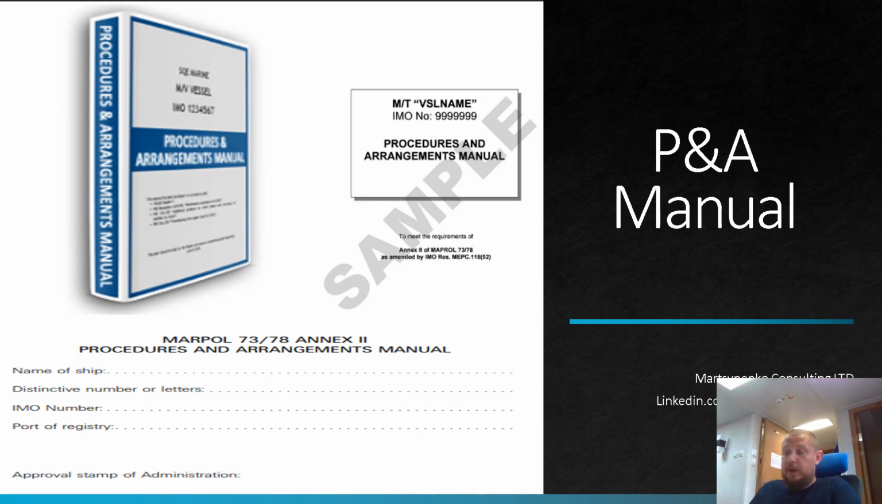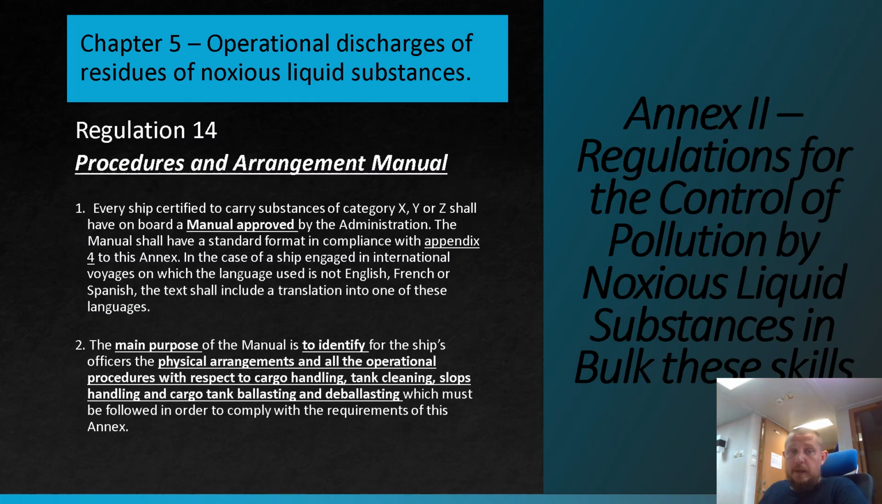Under MARPOL Annex II revisions, offshore supply vessels (OSVs) that carry NLS internationally are required to have a P&A Manual. This follows up the Annex II regulation for control of pollution by noxious substances in bulk. You are obliged to have a Procedure and Arrangement manual for every vessel certified to carry substances of category X, Y, Z, and the manual should be approved by the administration.